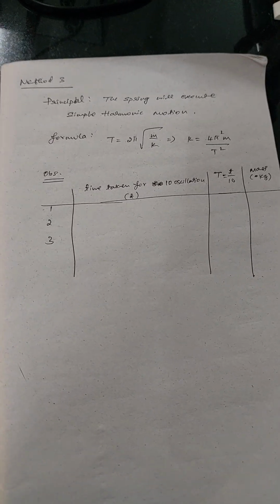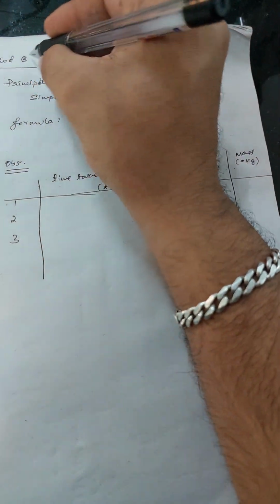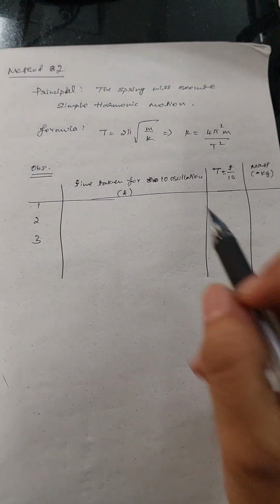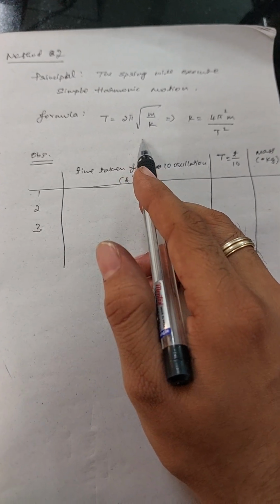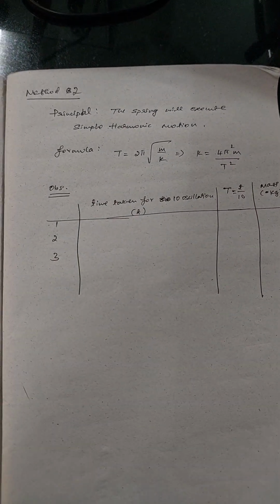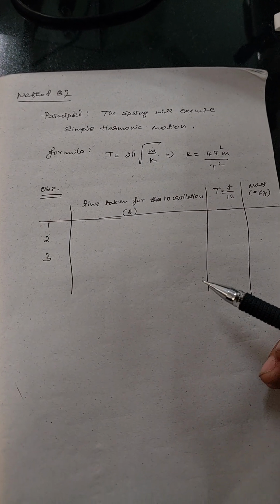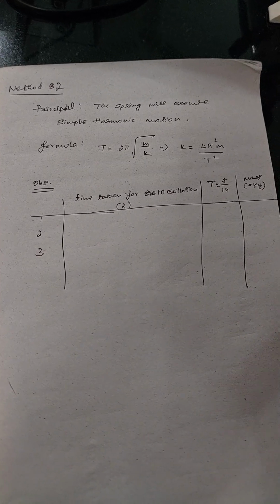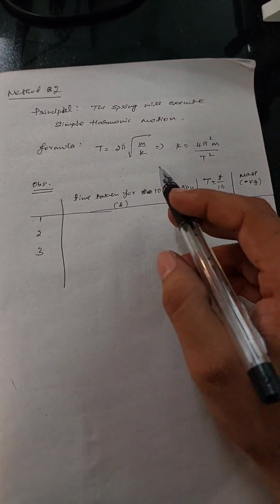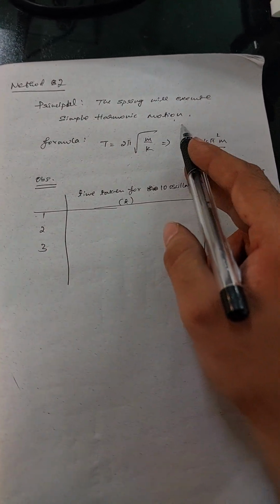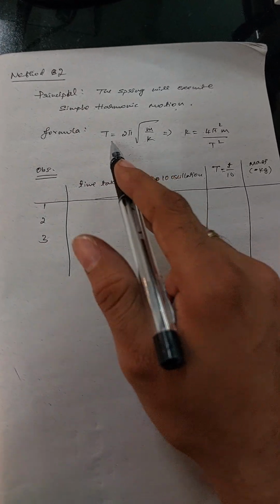Now we'll come to method 2, not 3, sorry, method 2. Basically in method 2, we will be using this formula. What is the principle behind this formula? The principle is that the spring will execute a simple harmonic motion. From that simple harmonic motion, if we derive, we will get this formula where T is the time period.